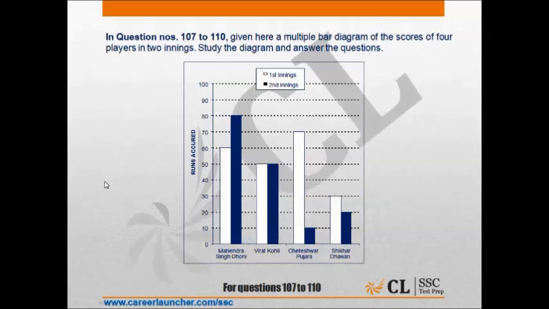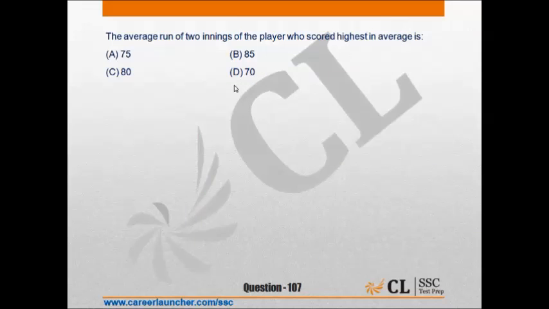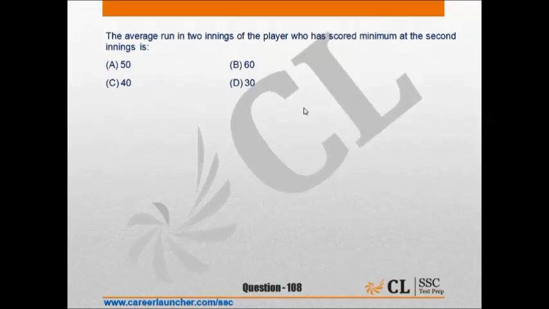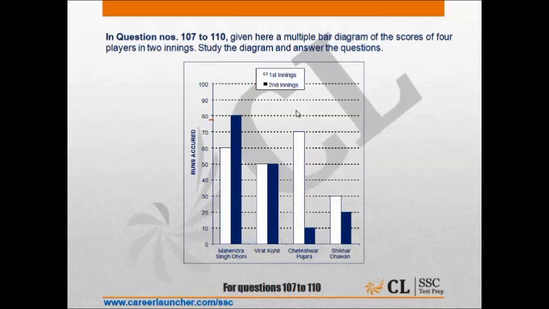The question is, given here a multiple bar diagram of the scores of 4 players in 2 innings. Study the diagram and answer the questions. The first question is, the average run of 2 innings of the player who scored highest in average is. From the bar diagram, we can see that adding the runs of both the innings, Mahendra Singh Dhoni is scoring the highest among all the 4 players.